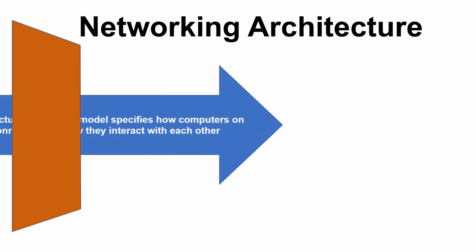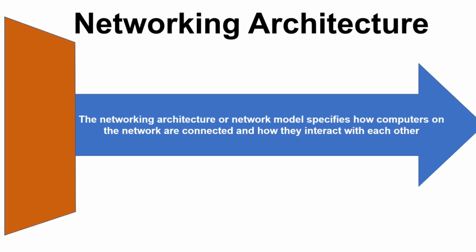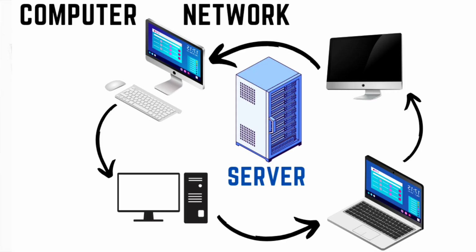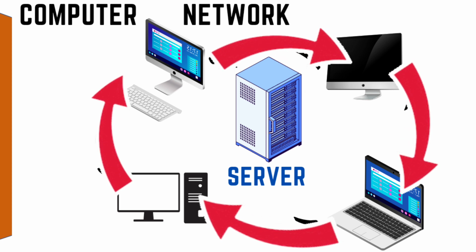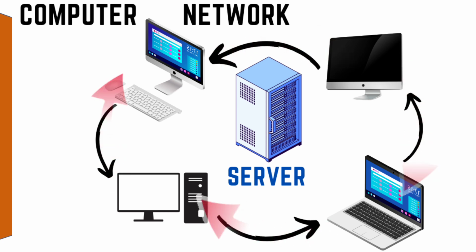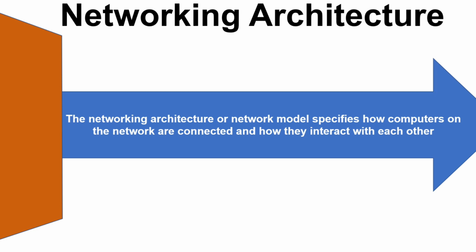So networking architecture or the network model specifies how computers on the network are connected and how they interact with each other. Networking architecture defines the interconnection between the computers of the network and how they interact with each other. It also specifies the administrative power that the computers have in the network. So it is the model that defines the interactions of the computers and the connections between them.